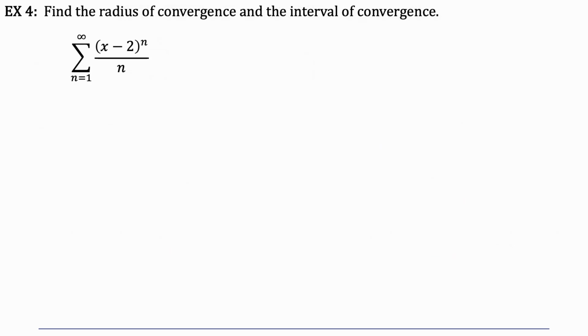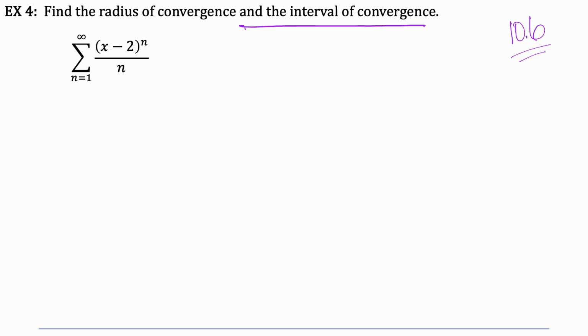Example 4, find the radius of convergence and the interval of convergence. The first part of this process should look familiar, so I'm actually going to go through the first part kind of quick. If you feel like it's too quick for you, go back and watch the 10.6 lesson just to review how this first part works.